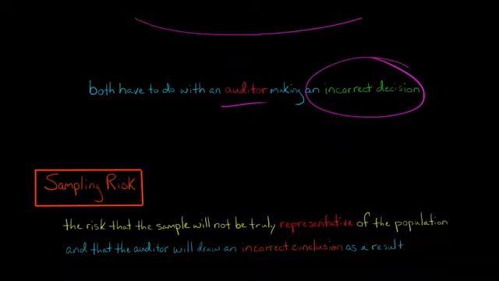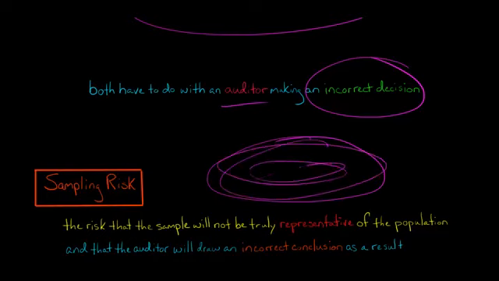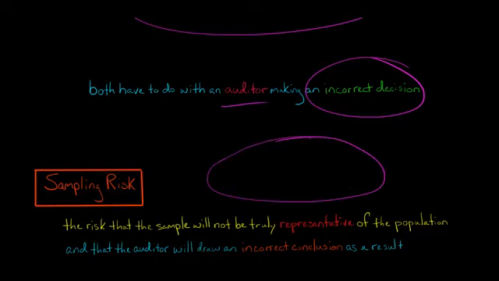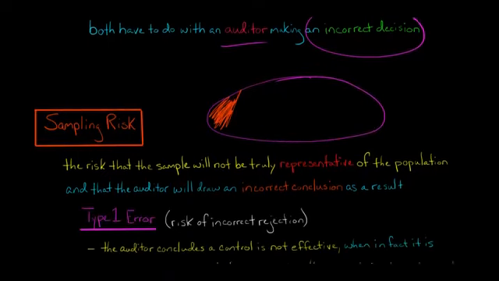Let's say that you're looking at accounts receivable, and here's our population. This is all the different accounts receivable accounts, but then we just draw a sample of the accounts receivable accounts, and we're trying to see if they've been overstated. Okay, so if this sample is not representative of the entire population, as the auditor, we can make the wrong decision. And there are a couple different types of that.